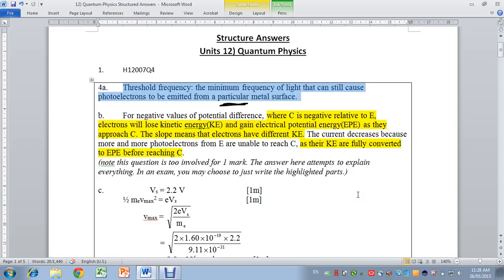This is a pretty involved question for 1 mark. So to fit your answer into 2 lines, you could just use the highlighted parts. But I decided to write a bit more so that you can learn better.